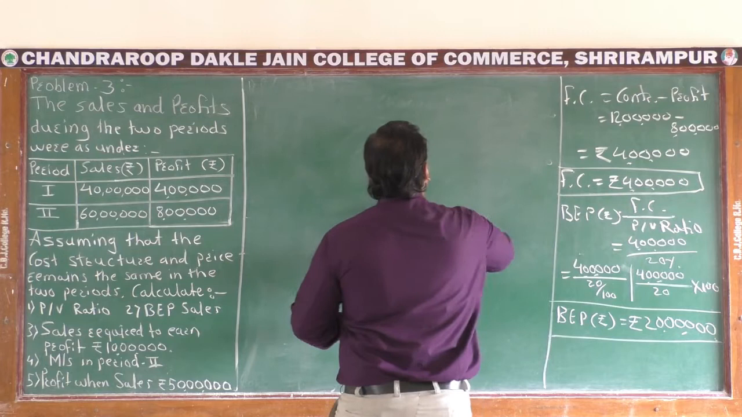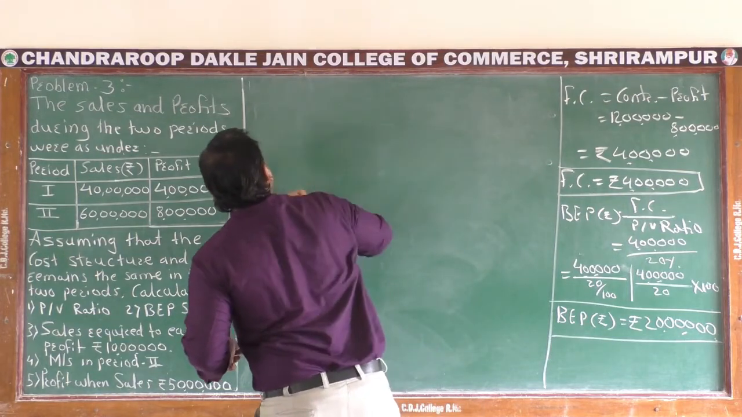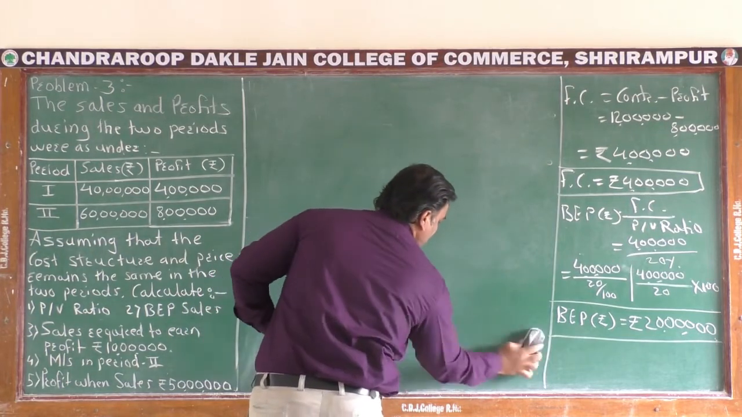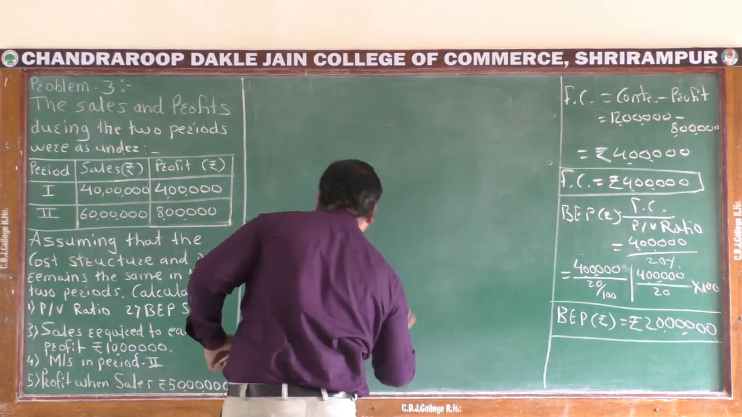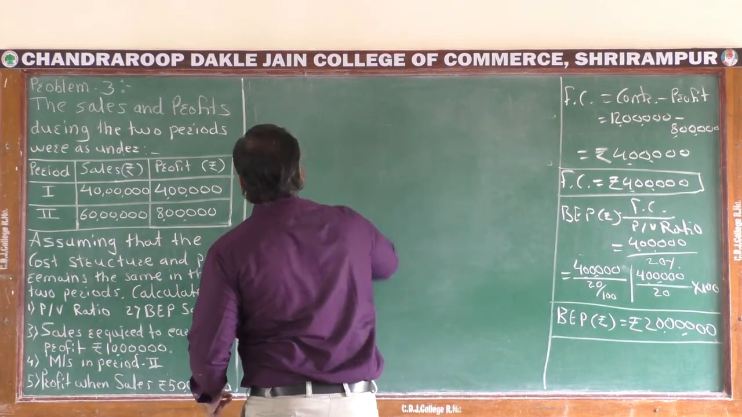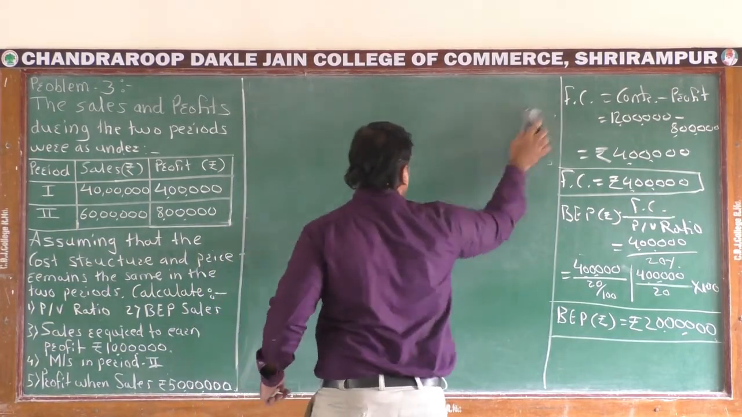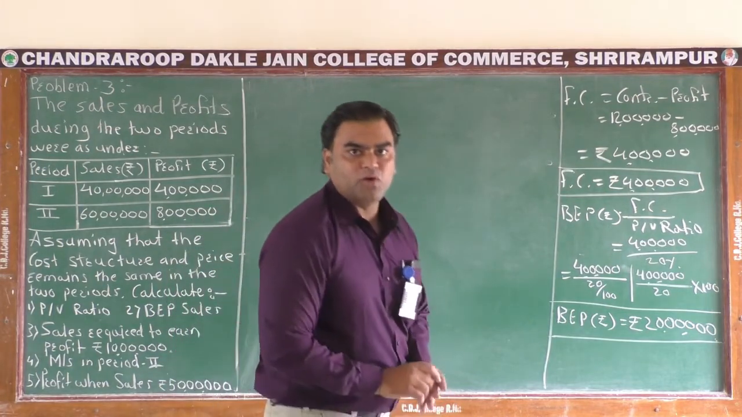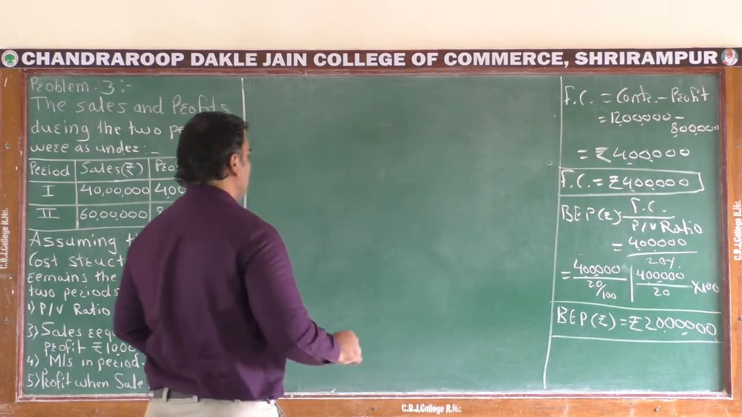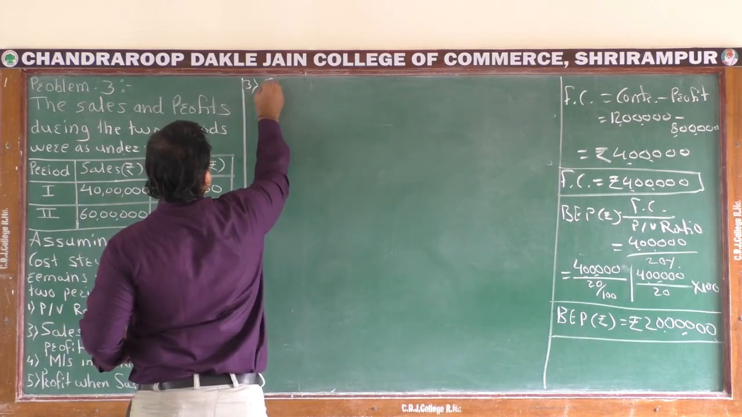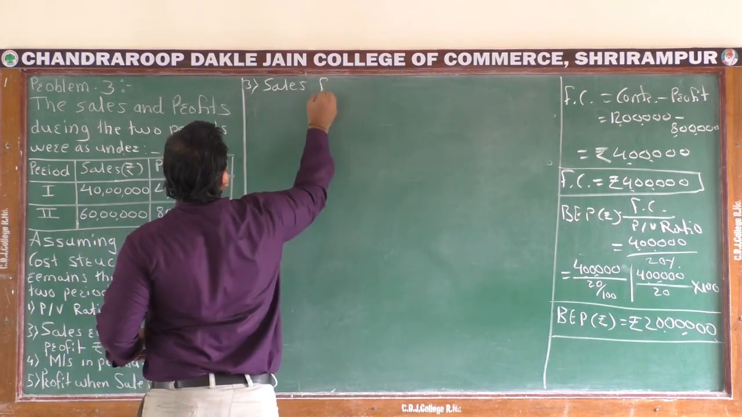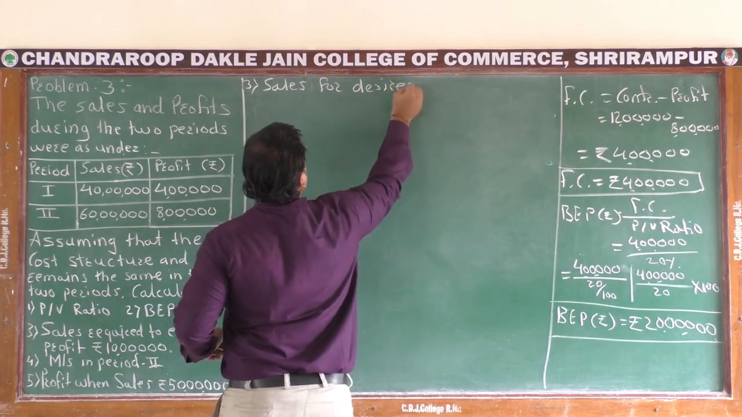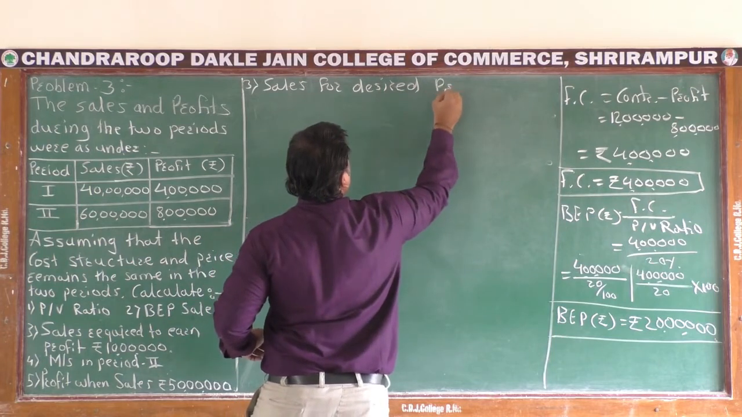The formula to calculate sales for desired profit. How much profit do we desire? How much profit do we expect to generate? 10 lakh. So the sales for desired profit formula we will have to use now. So third item, sales for desired profit.